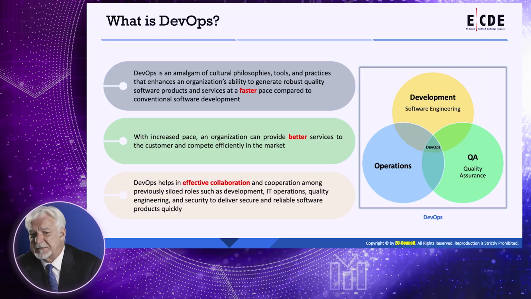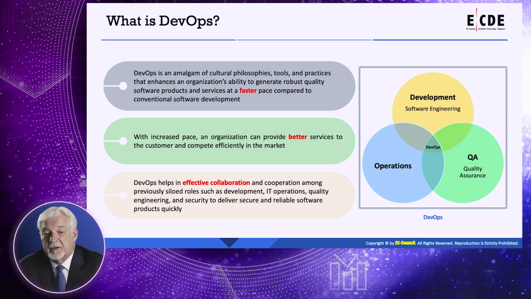Understanding what DevOps is. DevOps is basically an amalgam or a mix of cultural philosophies, tools, and practices that enhances an organization's ability to generate robust quality software products and services at a faster pace compared to the conventional software development methodologies. With increased pace, an organization can provide better services to the customers and compete efficiently in the market. In other words, you have the ability to move quickly to the needs and shift to market demand.